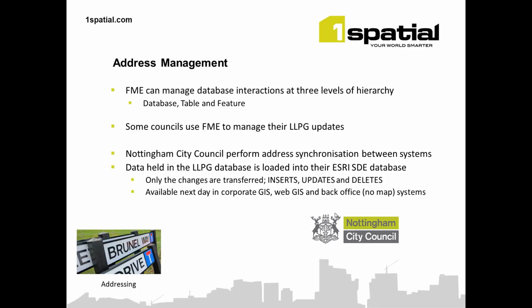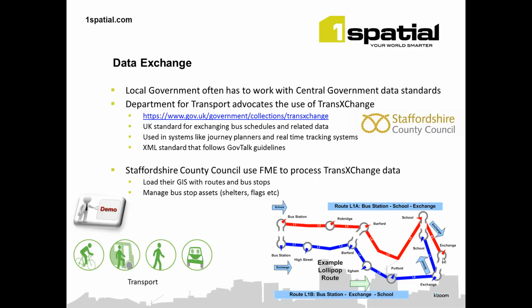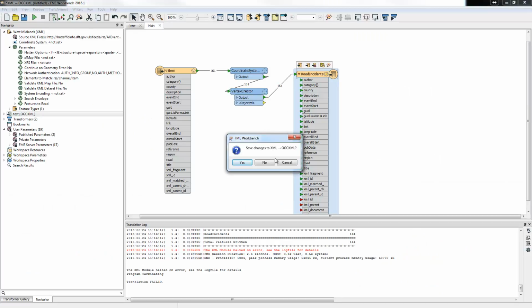As during the day address information is collated or changes to individual records are made, those are then passed through to different back office systems and web GIS systems overnight, so that everything is synchronized the next morning. Another common usage is for moving public transport information. There are a number of different public transport standards like TransExchange, and there are also data sets and data standards like NAPTAN as well.